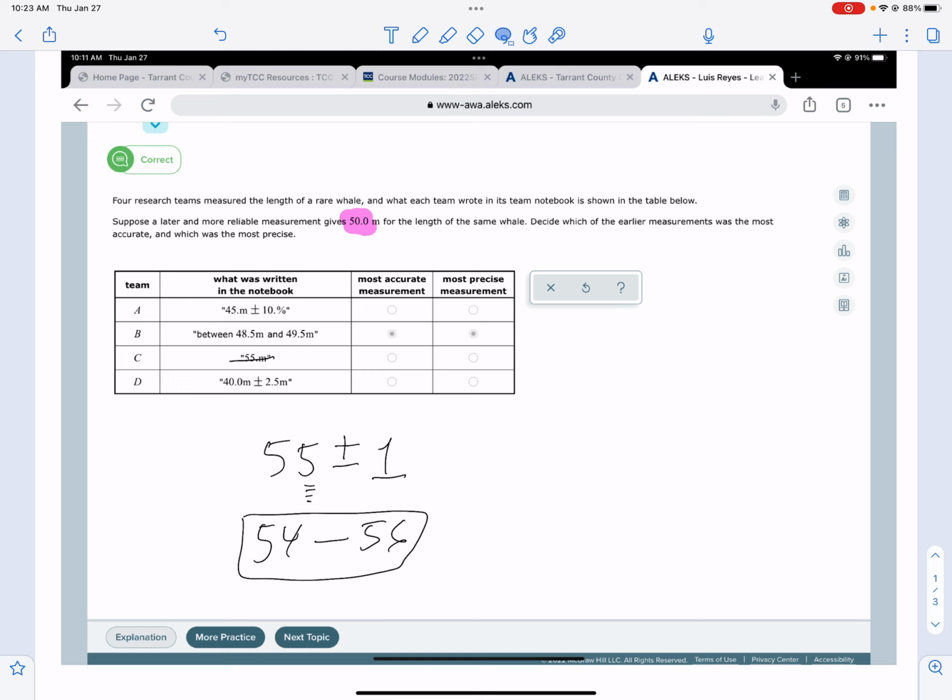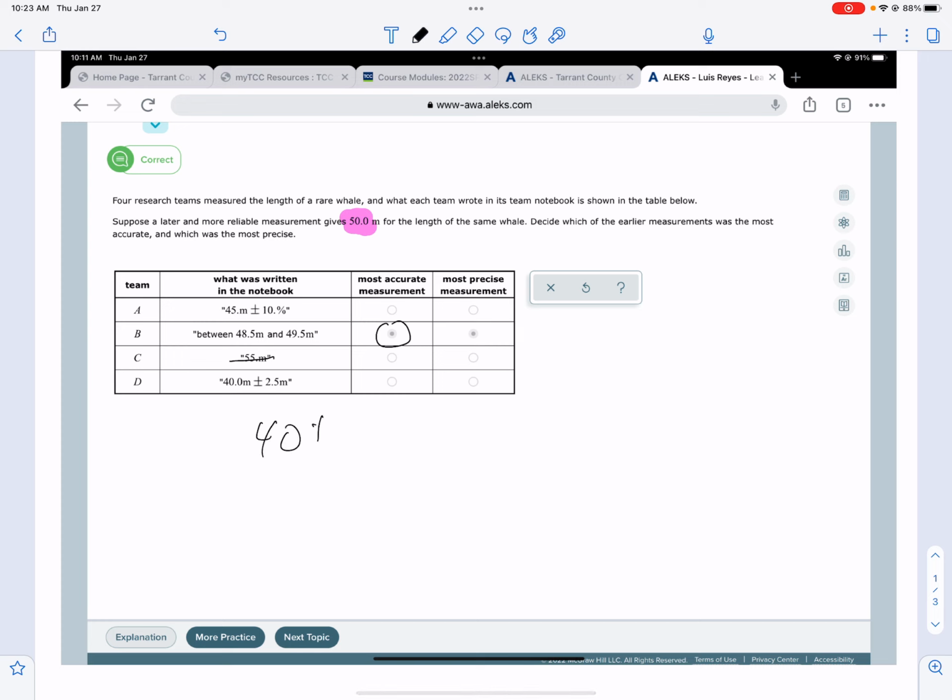So far these ones appear to be the most accurate. Let's double check the last one. The last one is 40 plus or minus 2.5, which means it's going to go from 37.5 all the way to 42.5, not even close to 50, which is our true value.